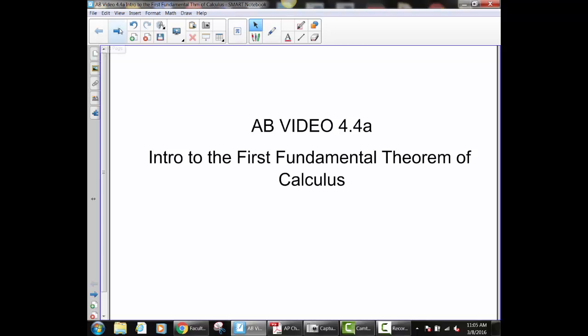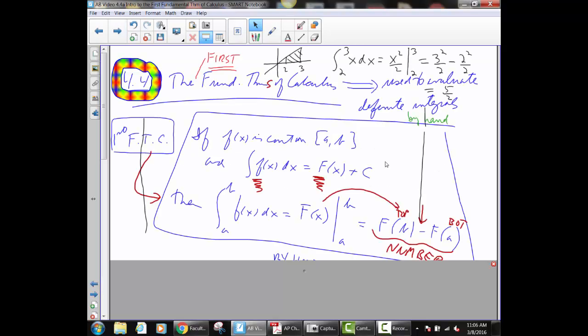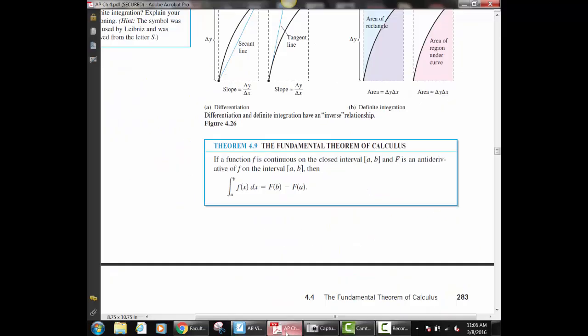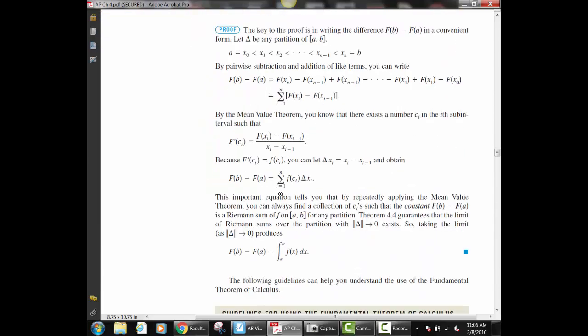This is extremely simple. Out of the book, the First Fundamental Theorem of Calculus tells you: if a function f is continuous on the closed interval from a to b, and capital F is the antiderivative of little f, so the integral of little f is big F of x, then the integral from a to b of little f of x dx equals whatever you get as an integral, evaluated at the top number minus evaluated at the bottom number. The proof is ridiculous.